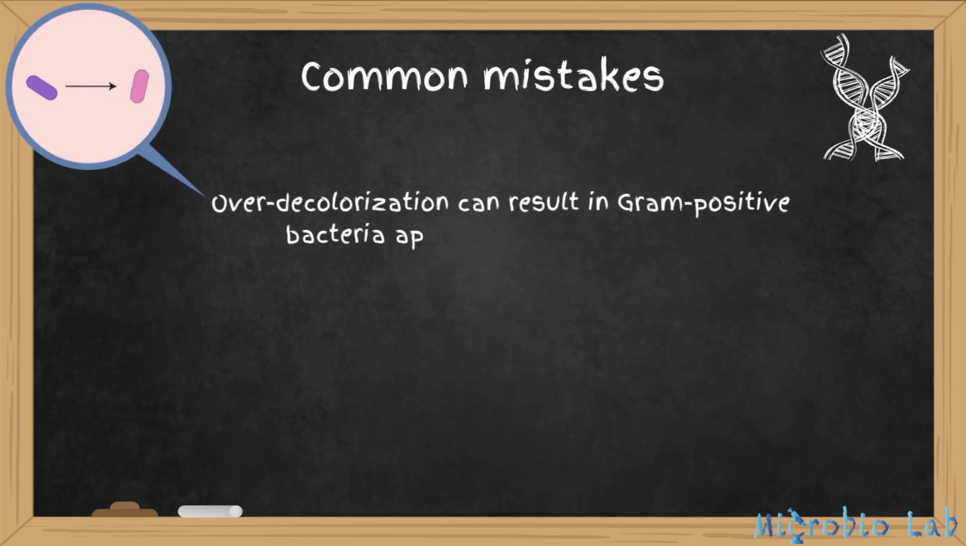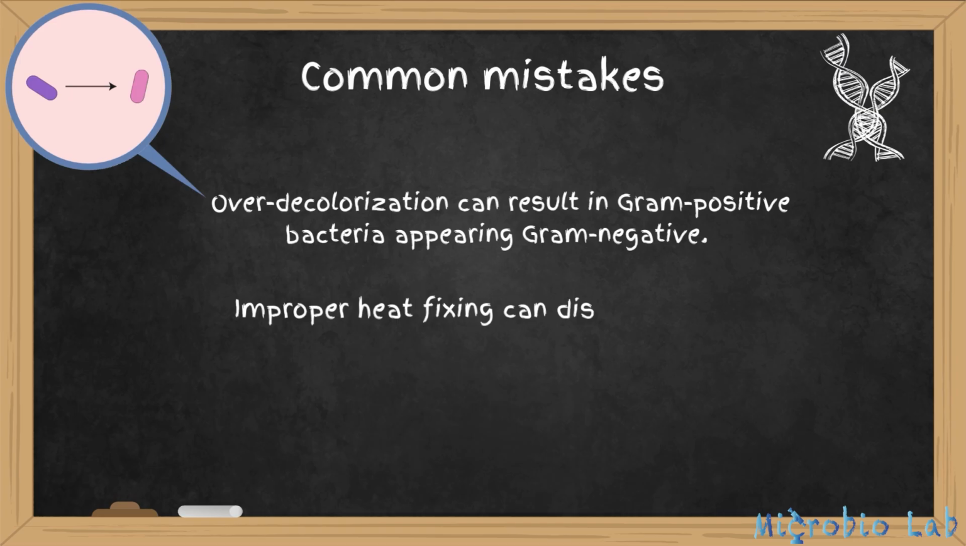Over-decolorization can result in gram-positive bacteria appearing gram-negative, while under-decolorization can cause gram-negative bacteria to appear gram-positive. Ensure proper timing and technique during decolorization. Improper heat fixing can distort bacterial morphology. Pass the slide through the flame briefly and evenly to avoid overheating.